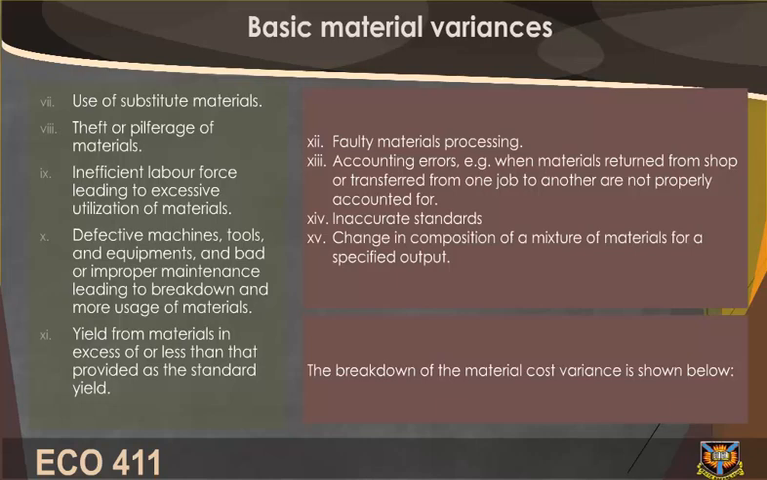and equipment, and bad or improper maintenance leading to breakdown and more usage of materials. Yield from materials in excess of or less than that provided as the standard yield. Faulty materials processing. Accounting errors, for example, when materials returned from shop or transferred from one job to another are not properly accounted for. Inaccurate standards. Change in composition of a mixture of materials for a specified output. The breakdown of the material cost variance is shown below.